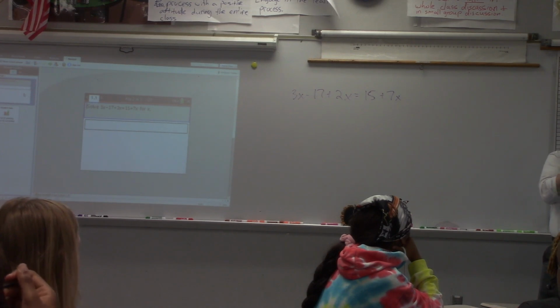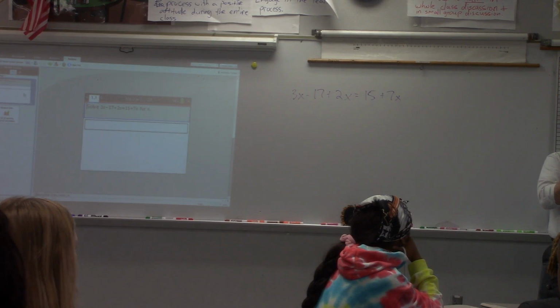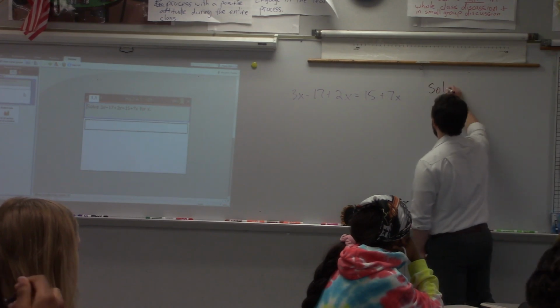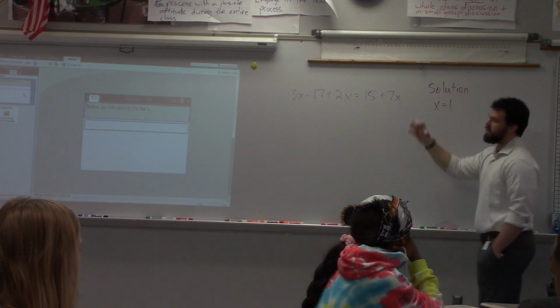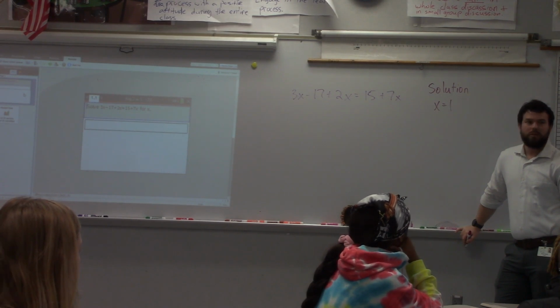Let me point this out. At the end of solving an equation, you need a solution. So what is a solution? Could x equal 1 for this equation? Yes, no, maybe so? Any ideas?